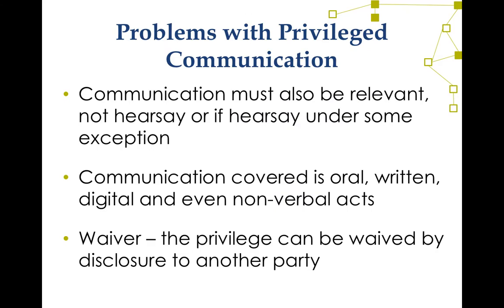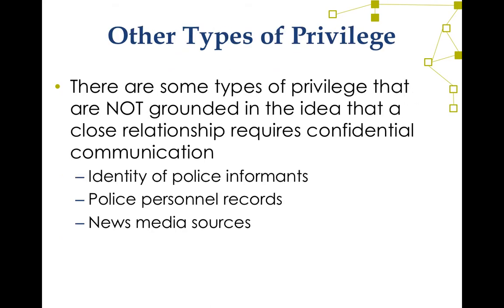So what are some problems here? The communication in question has to also be relevant, not hearsay, or if hearsay, under some exception. The communication, as I mentioned, that's covered is oral, written, digital, and even nonverbal acts. But the privilege can be waived by disclosure to another party. So there's some types of privilege that are not grounded in the idea that a close relationship requires confidential communication. That includes things like police personnel records, the identity of police informants, or sources that the media has used for a story.